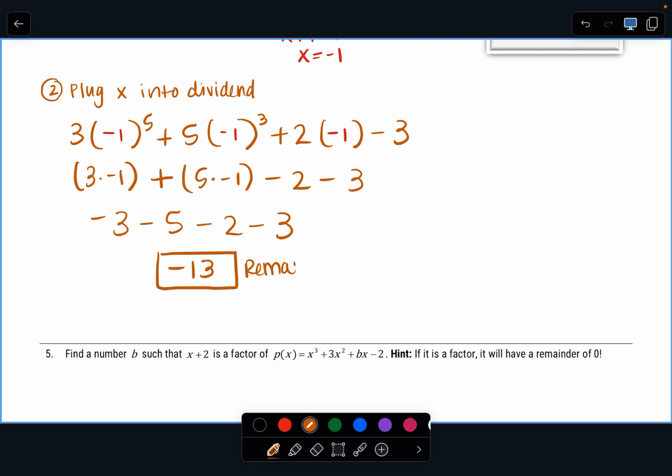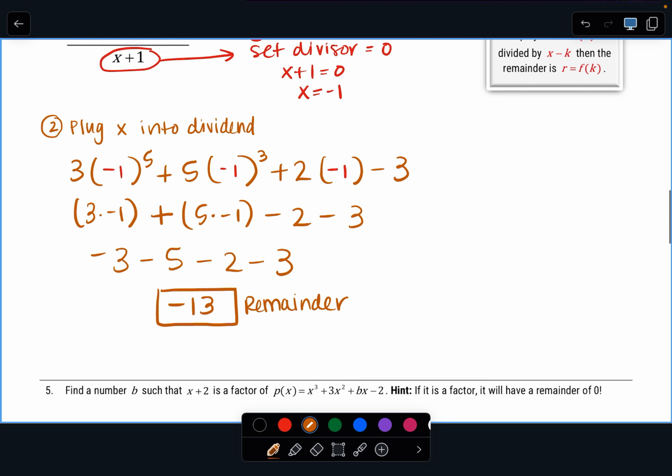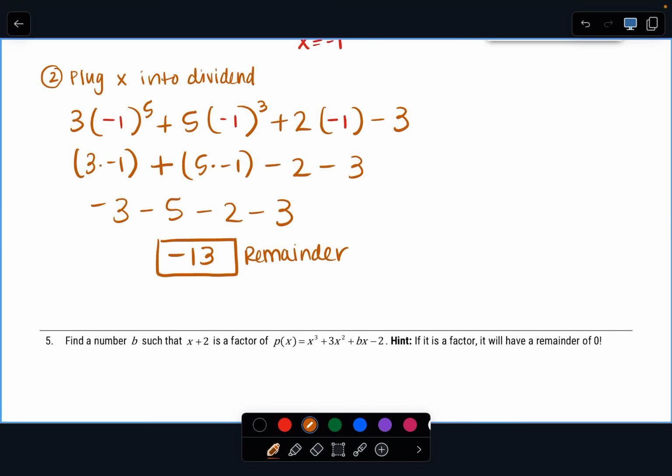Wait, so we got the remainder before the other stuff? This question, what does the question want? The remainder only. It does not care about the quotient. It just wants the remainder. Now, second kind of idea. Say, for instance, you don't want to do it this way. You want to do it by synthetic division. You can still do it by synthetic division. We can set it up.